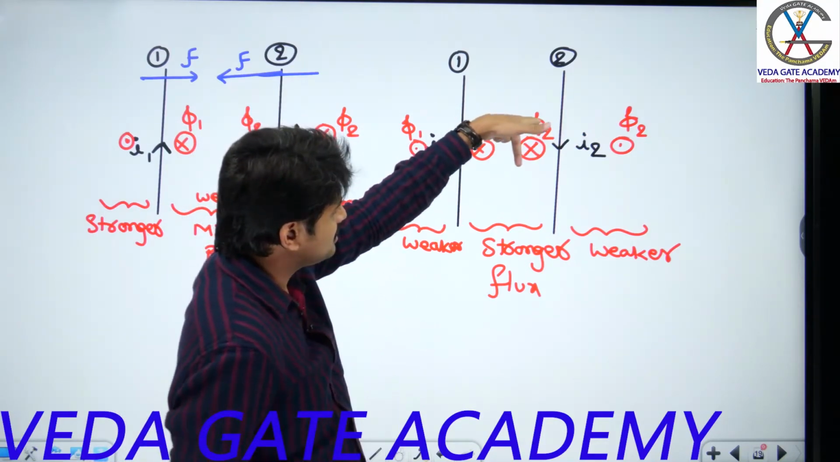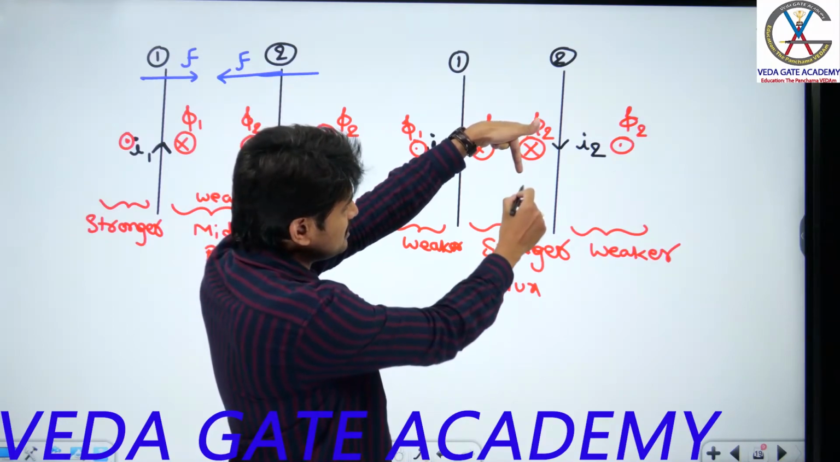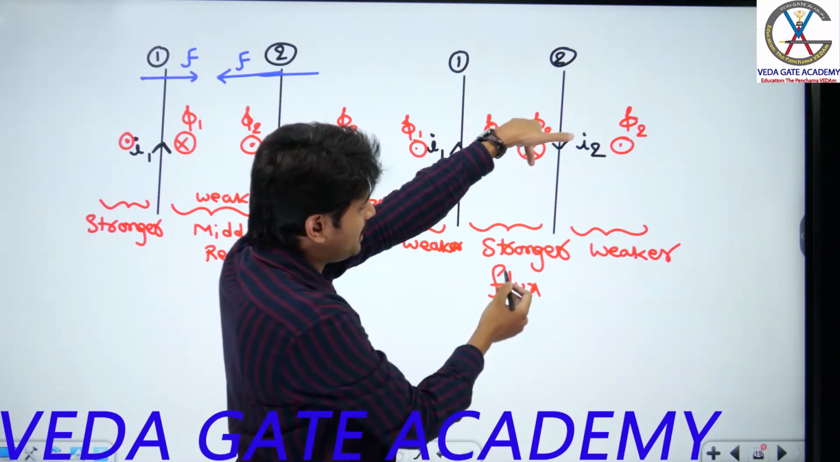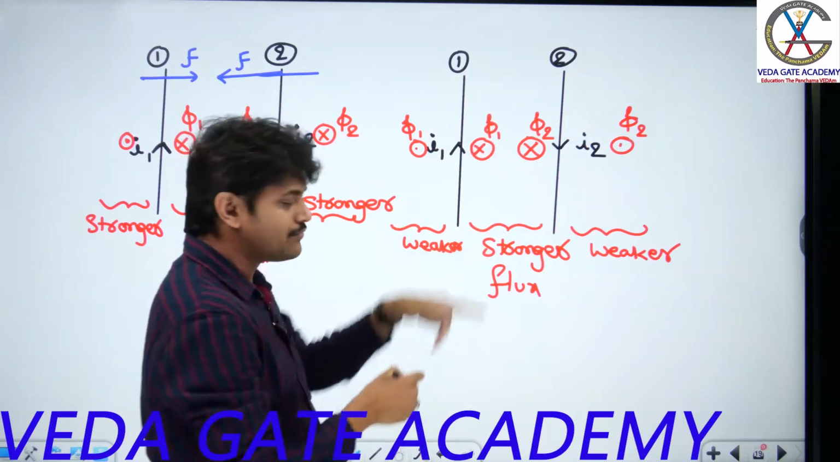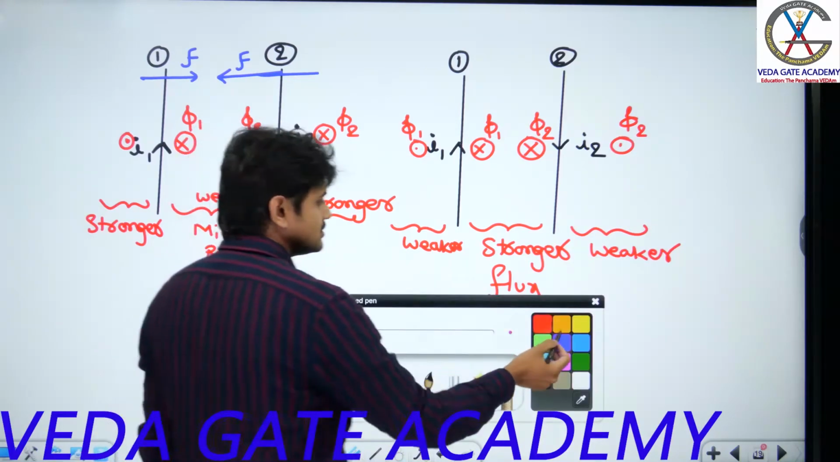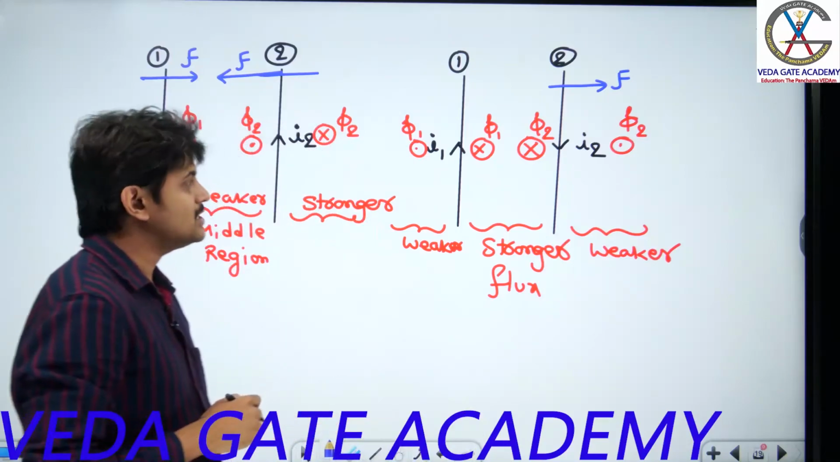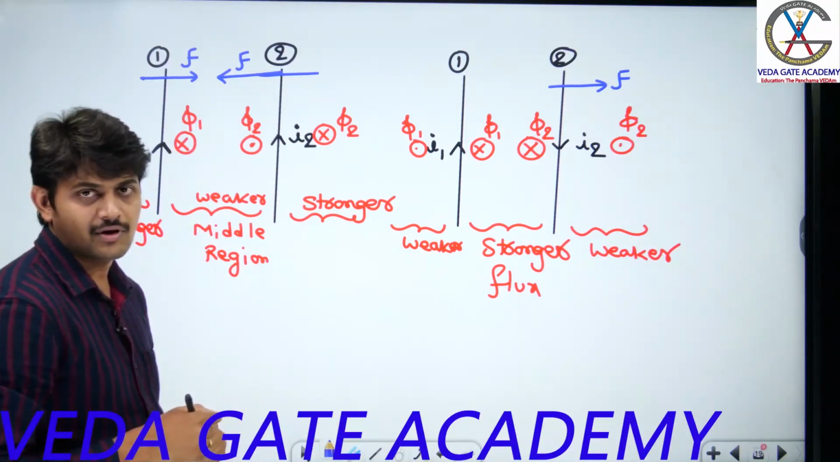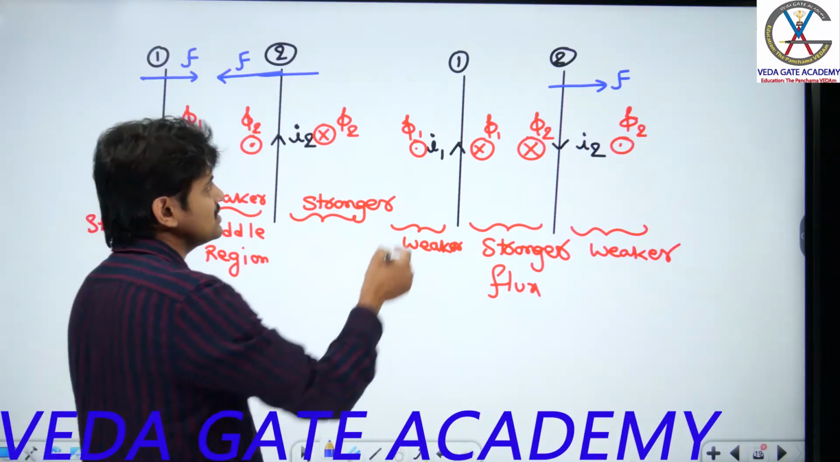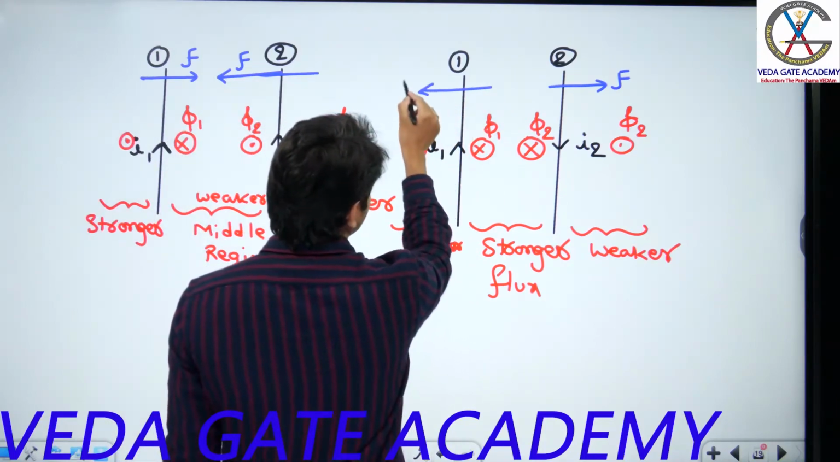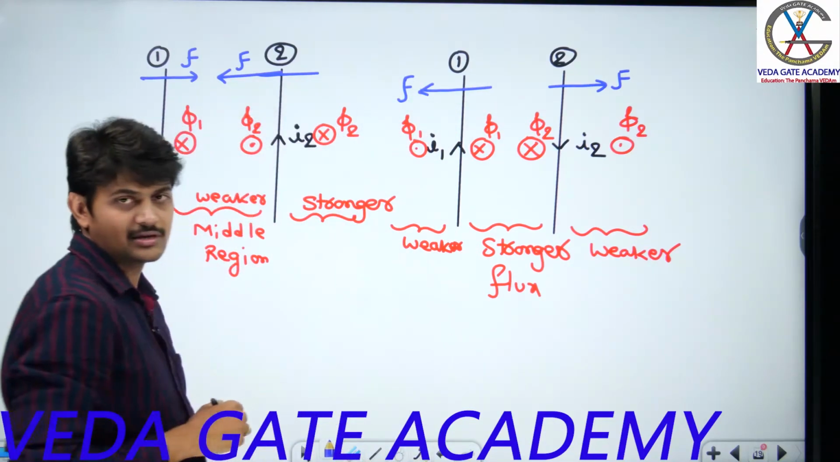This is my center finger, right? The center finger is in the downward direction, my forefinger is into the plane. So is my thumb showing towards the left-hand side or the right-hand side? Right-hand side. So this is the direction of force acting on conductor 2. Similarly, you can try to apply this for conductor 1. If you apply the similar analysis for conductor 1, you will observe that the force acting on this conductor is in this direction.